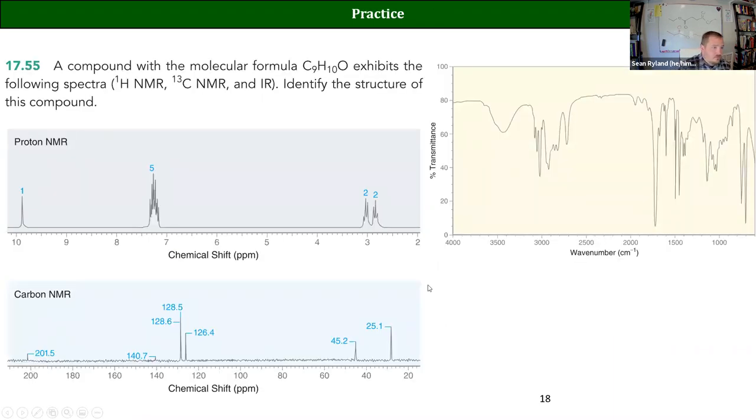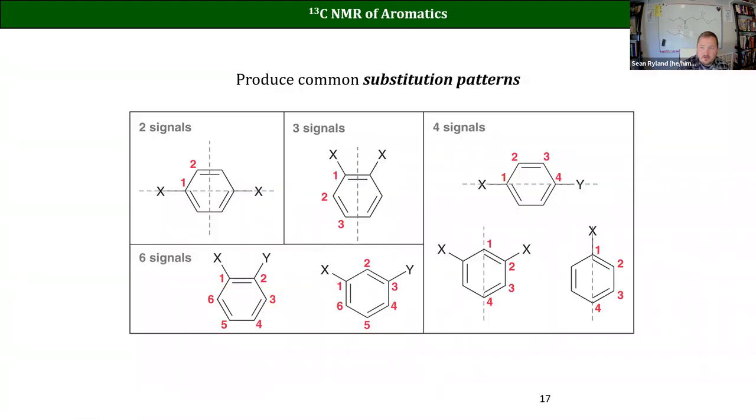All right, we will start with this for more practice on Tuesday. But that is the bulk of chapter 17: are things aromatic, those two reactions, and some spectroscopy stuff.